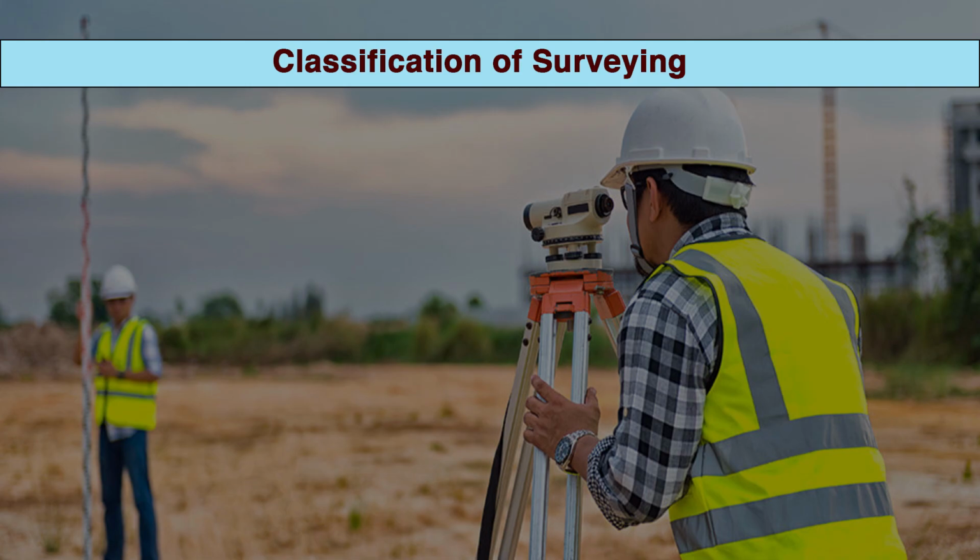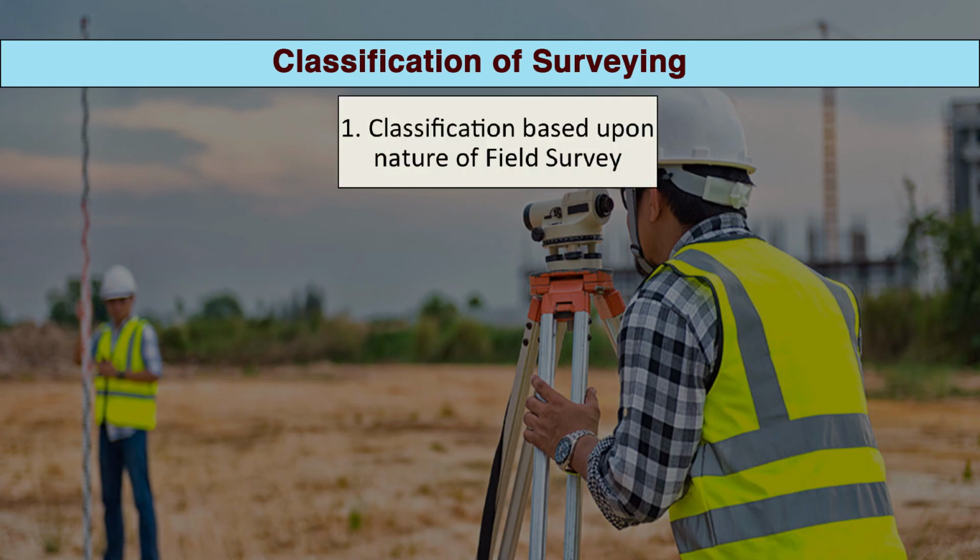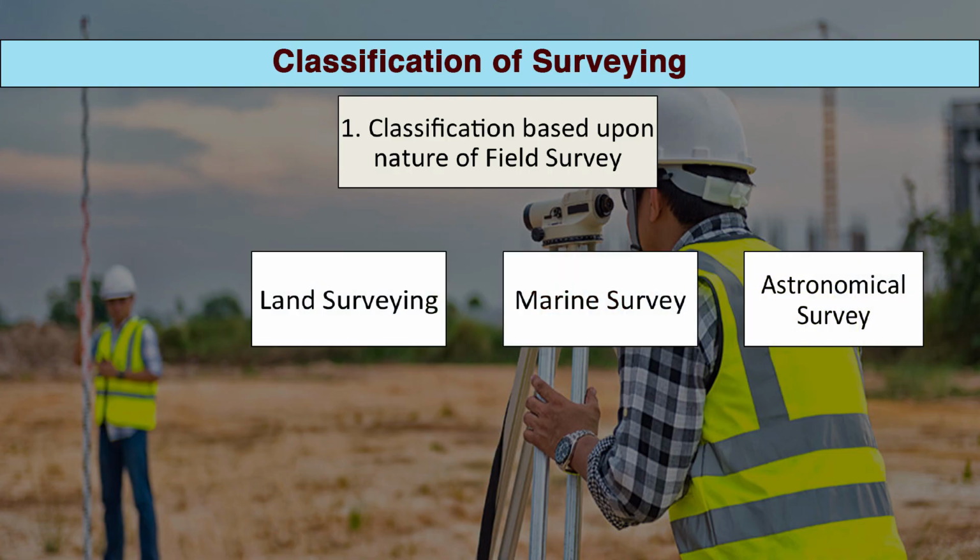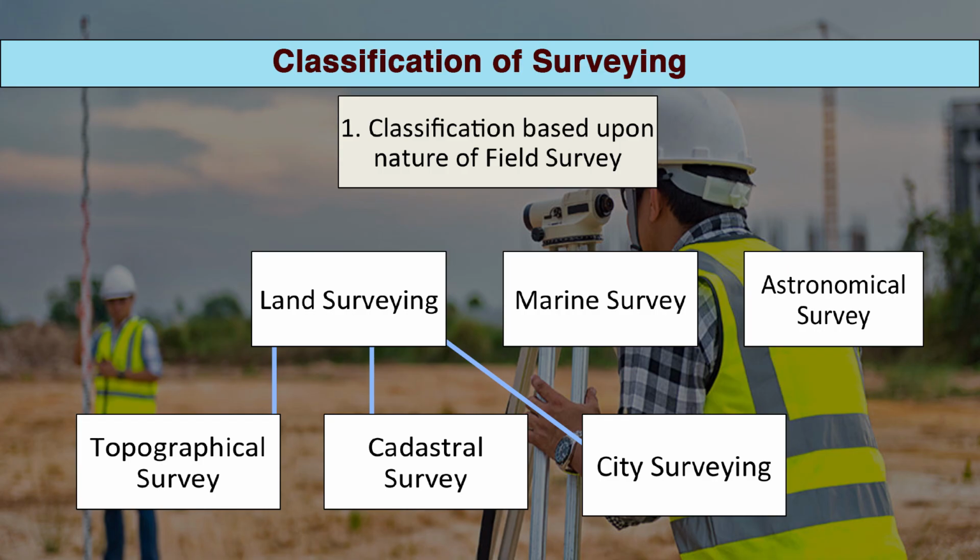Now we will discuss classification of surveying under different heads. The first head is classification based on the nature of the field. Based on the nature of the field, survey can be classified as land surveying, marine surveying and astronomical surveying. Let us discuss land surveying. What is land surveying? Land surveying has many parts. This includes topographical survey, cadastral survey and city survey.